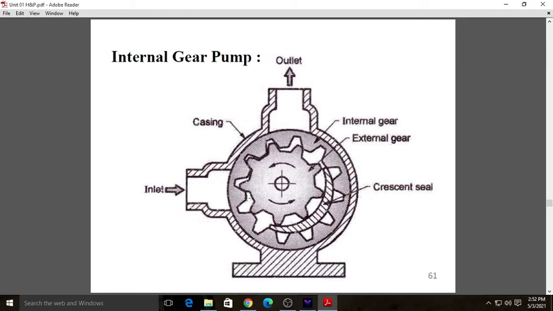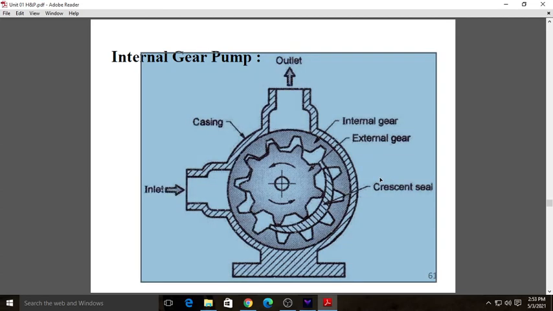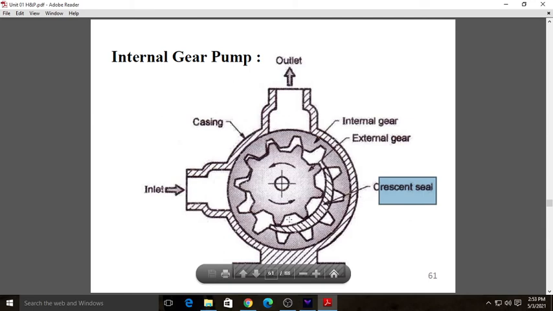The external gear is inside the internal gear. The two gears are in mesh with each other. A crescent seal is provided between the two gears, which fills the gap between them. As the teeth of the gears come out of the mesh, a partial vacuum is created, and hence oil fills the pocket between the gear teeth and the crescent seal. Here you can see the crescent seal, and in it the liquid gets trapped, and high pressure oil is obtained.